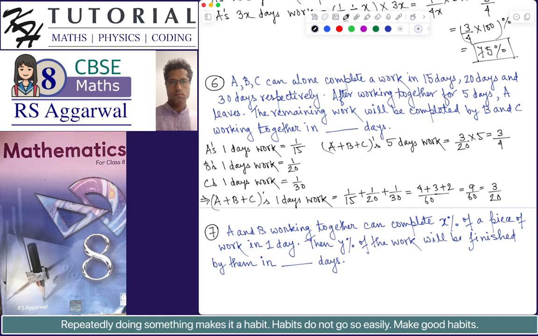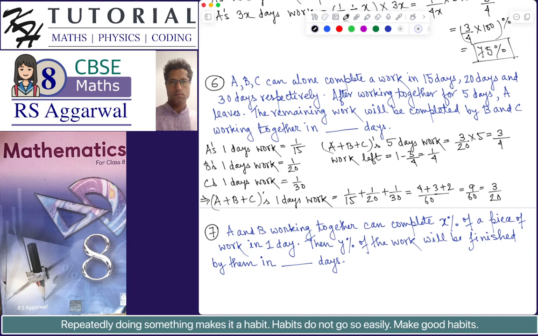Now after 5 days A leaves, so the remaining work is the work left. The amount of work done in 5 days is 3 by 4, so the work left will be 1 minus 3 by 4, which is equal to 1 by 4. Now we have to find in how many days the amount of work which is left, which is 1 by 4, will be completed by B and C working together.